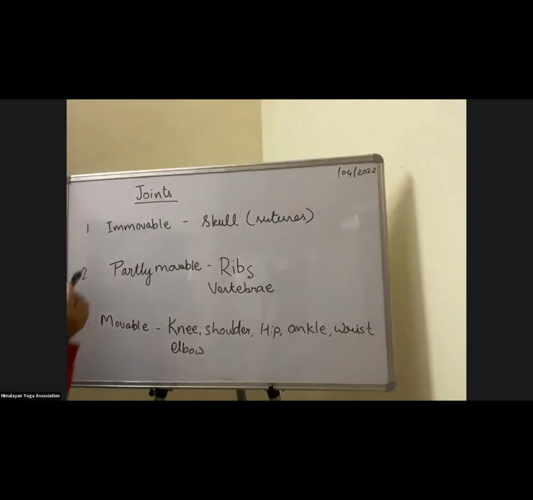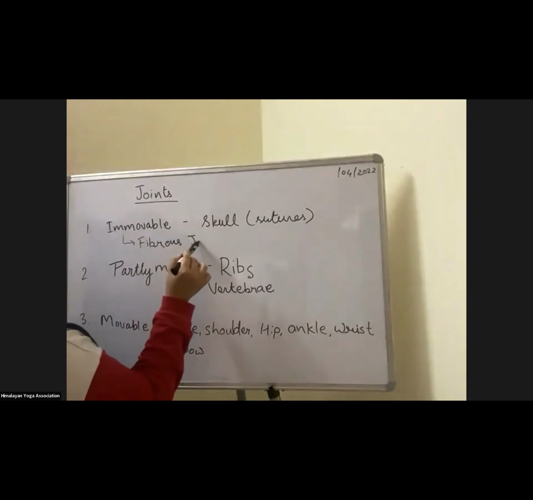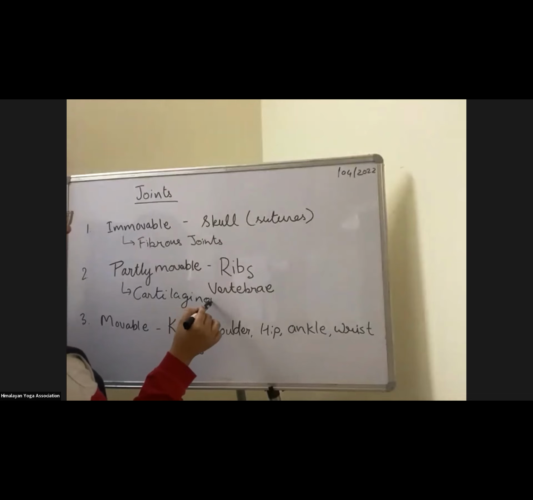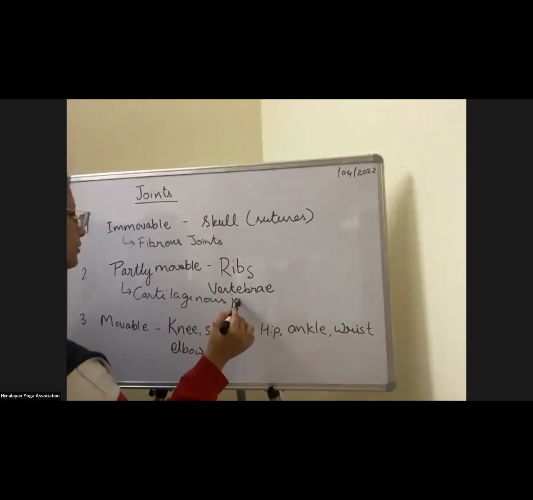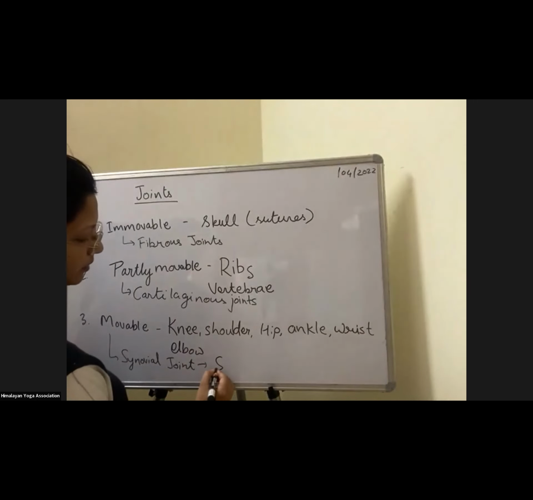Okay, so immovable joints are also called fibrous joints. Partly movable are cartilaginous. Movable are also called synovial joints. They have synovial fluid in between.